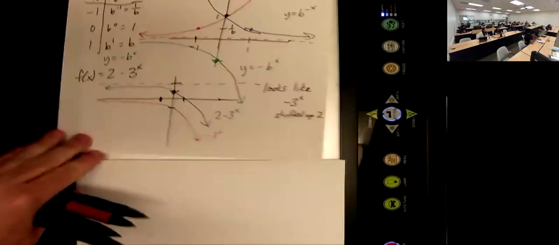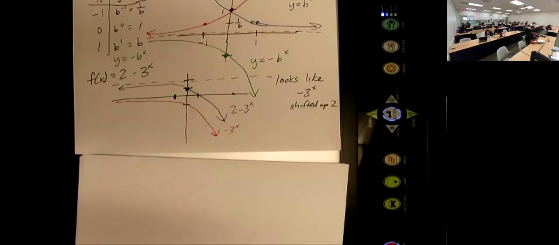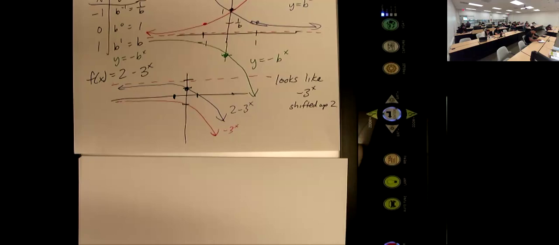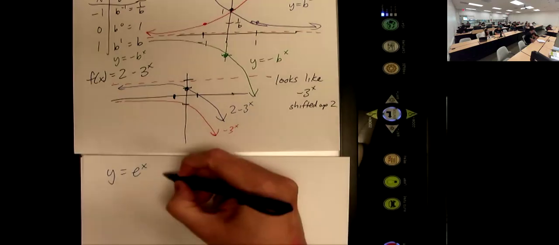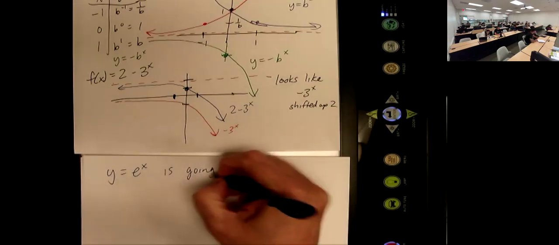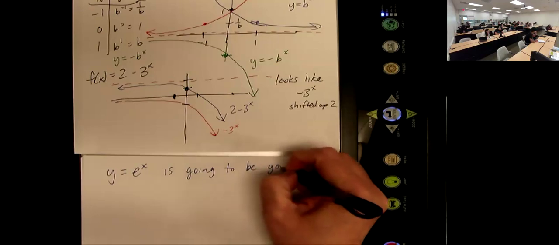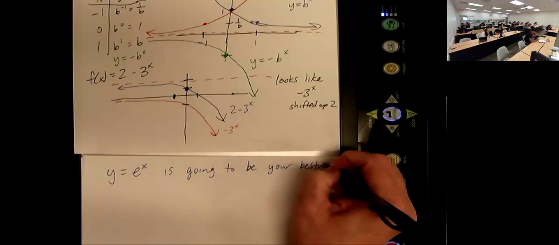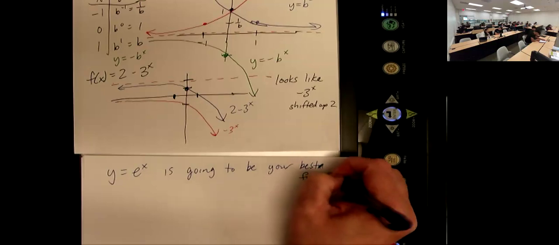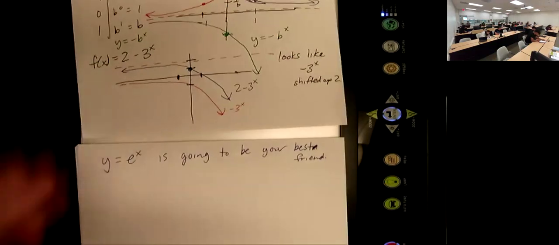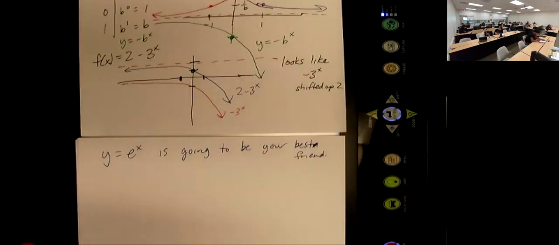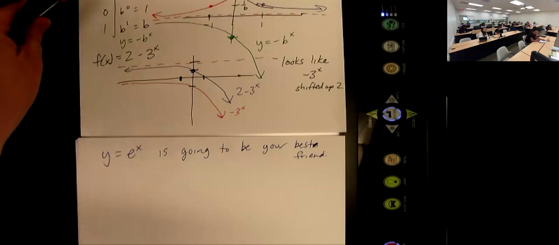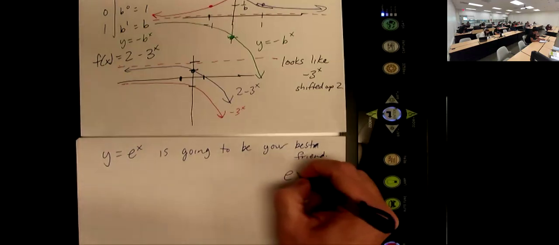So if we do look at e to the x, e to the x has the same graph. As I was saying, y equals e to the x is going to be your best friend, your BFF. It's the one that increases with the asymptote of the x-axis. It looks just like b to the x, but b equals e. And e is approximately 2.71.